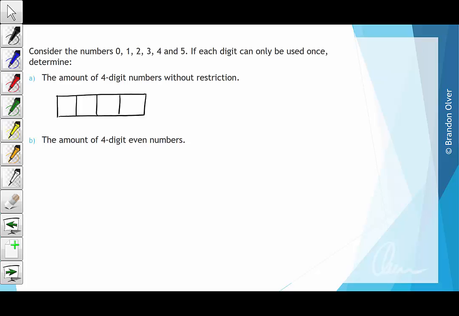So in total there are 6 numbers, but for the first one, we cannot have 0. Because it's a number and not a passcode or something else, we cannot have 0 in that position. Therefore, in total, there are 5 numbers that can go there.